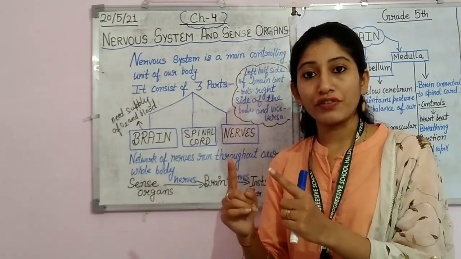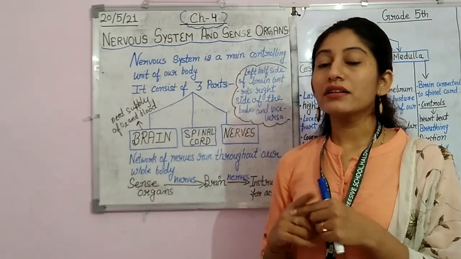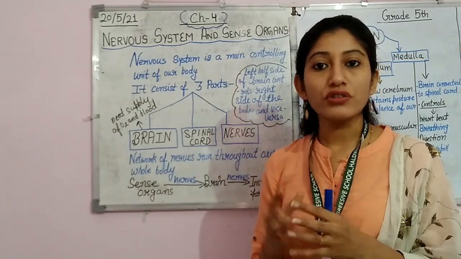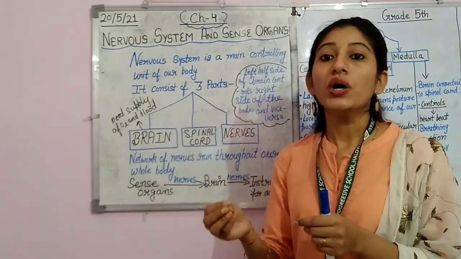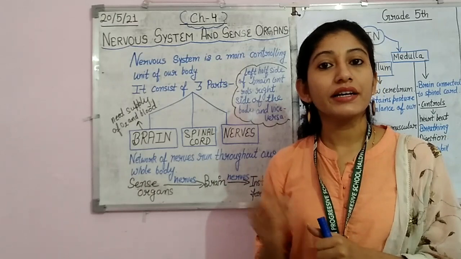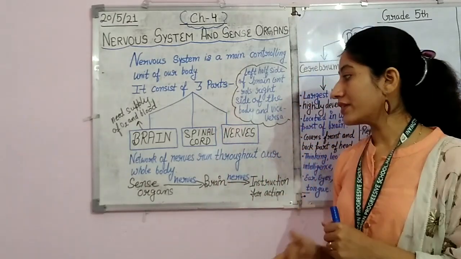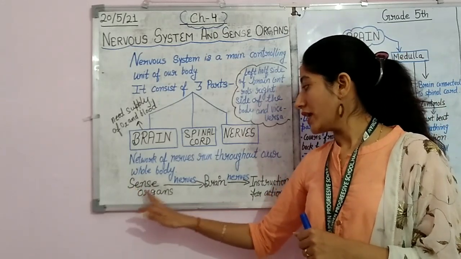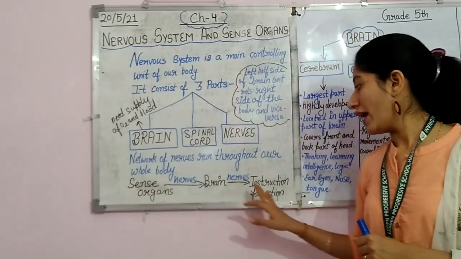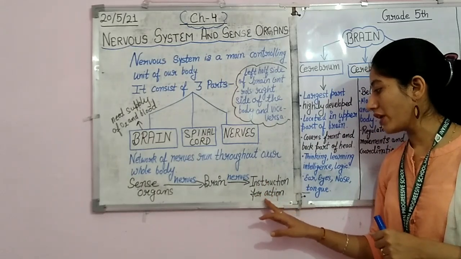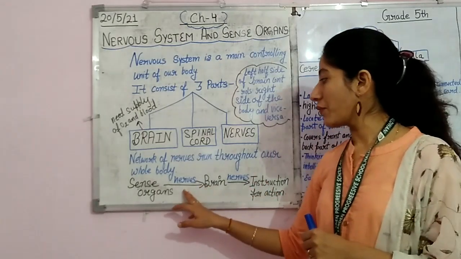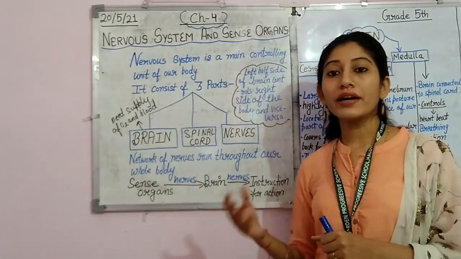A very short view, because briefly we will see later on. So a very short view of how these three function together, that I am going to show you here. See students, what I have written? Sense organs. Here I have written brain, and here I have written instruction for action, and over the arrow I have written nerves. What is it?